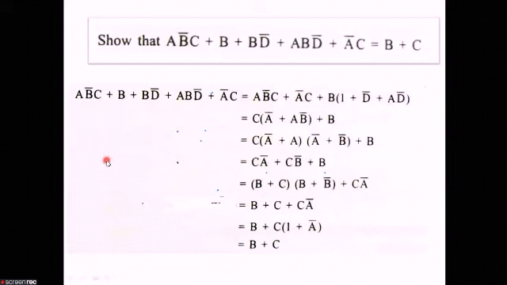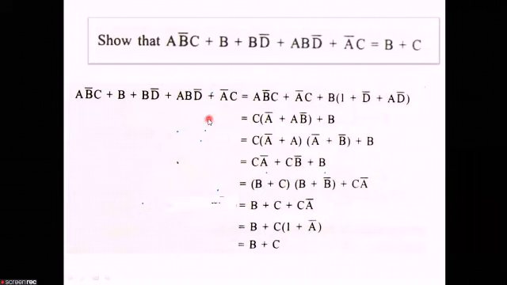Next is, again, there is another proof, that is AB̄C + B + BD̄ + ABD̄ + ĀC is equal to B + C. We have to prove it. Now we are taking the LHS, that is AB̄C + B + BD̄ + ABD̄ + ĀC.